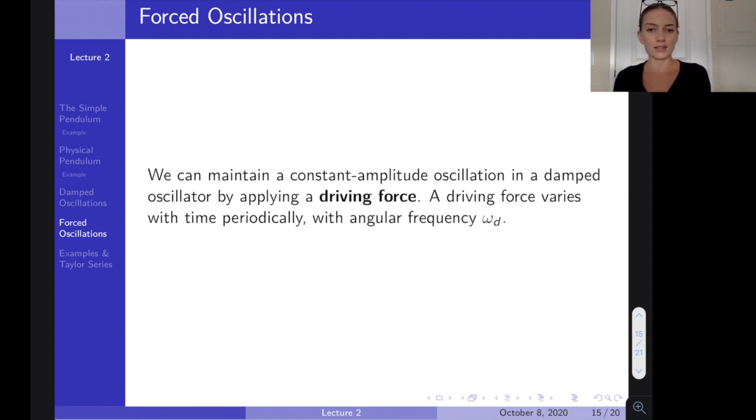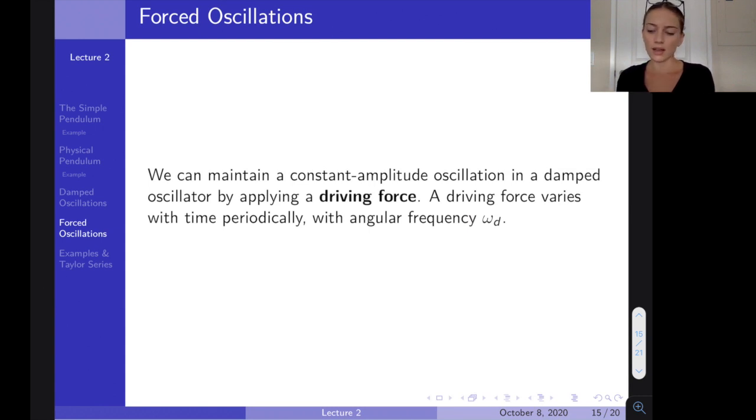A good example of this is pushing a kid on a swing, right? If the kid starts going, eventually air resistance will make them stop, but you can stand there and push them with some frequency, and they'll keep swinging as long as you're pushing them. So in that case, you're the driving force, and you're swinging them with some angular frequency, omega d.